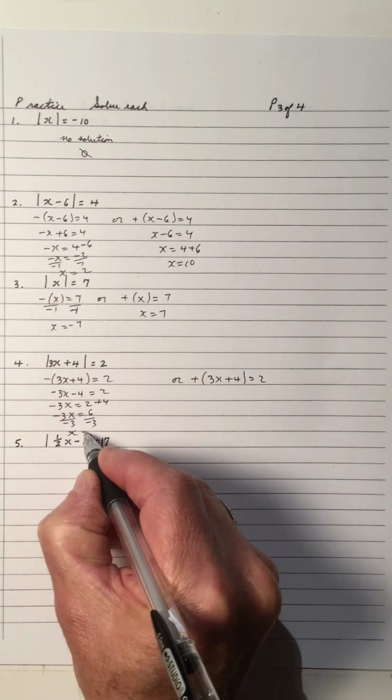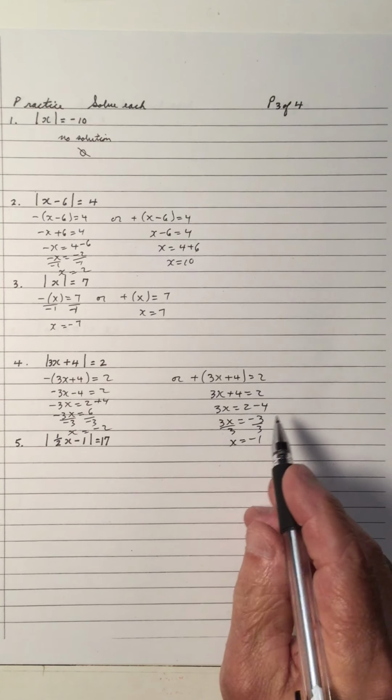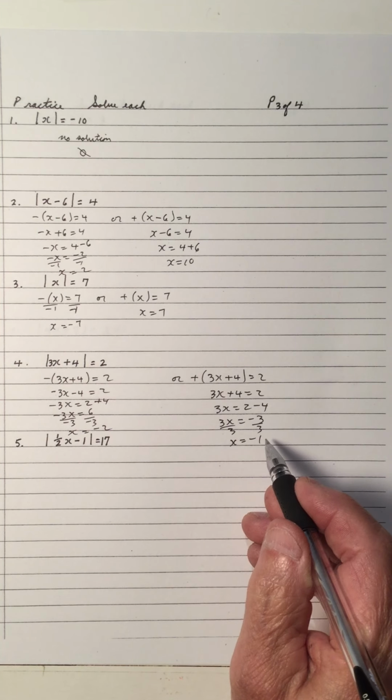So the positive of it doesn't change it. 3x equals 2 minus 4. 3x is negative 3. Divide by 3. X is negative 1. Check the two of them out and we should be okay. Oh, look, I just noticed 2 minus 4 is negative 2, and so that's negative 2 over 3. I made a mistake there, put a 3 down instead of a 2.